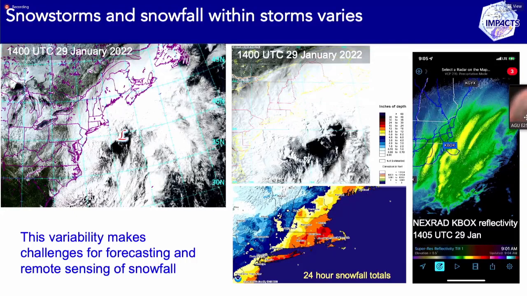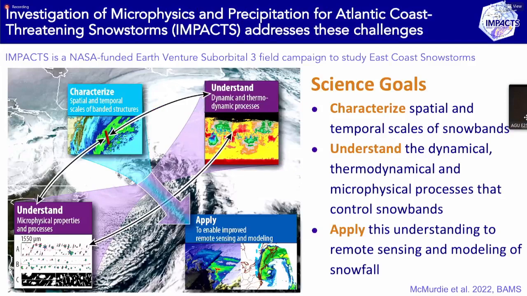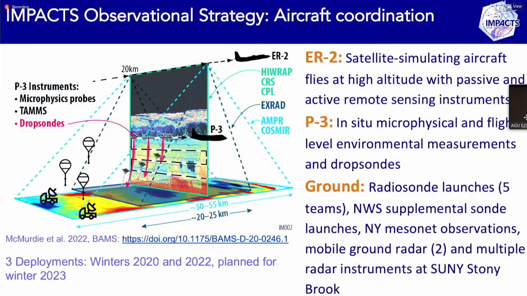So the IMPACTS field campaign is addressing these challenges. It's an Earth Venture Suborbital 3 field campaign to study East Coast snowstorms. Our goals are to characterize the spatial and temporal scales of snow bands, understand their dynamical, thermodynamic, and microphysical processes that control them, and apply this understanding to remote sensing and modeling. How are we going to do that? Well, we've been out in the field already for 2 years. We started in winter 2020, and then we had to skip a year due to COVID, and then we were there last year, and we have the next deployment upcoming this winter.